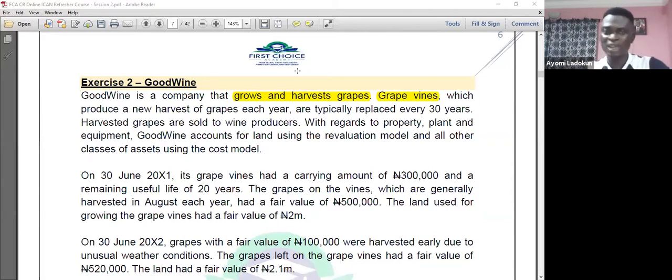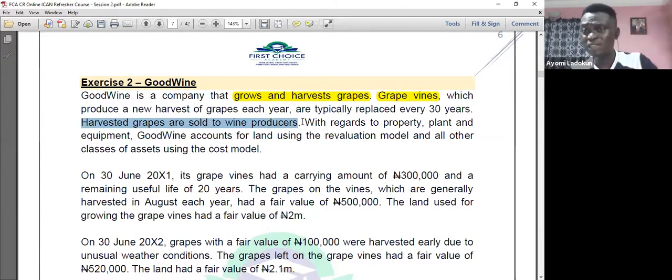So when I see grapevines, it said the grapevines which produce new harvests of grapes each year are replaced every 30 years. That means it's more than one accounting period. Can you see that? So this is a bearer plant. And I recall in my memory that whenever I say bearer plant, I apply IAS 16. The examiner did not tell me here that this is a bearer plant. But because I know already that bearer plants are used to grow agricultural produce for more than 1 year, I move on. He said, harvested grapes are sold to wine producers. Oh, that's fine. But this will not influence my calculation.